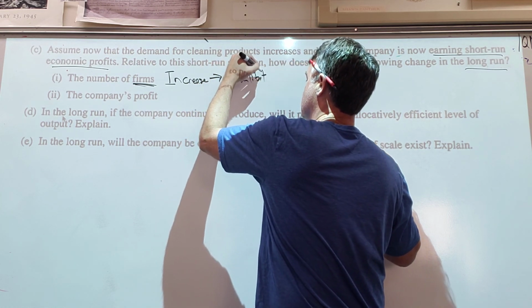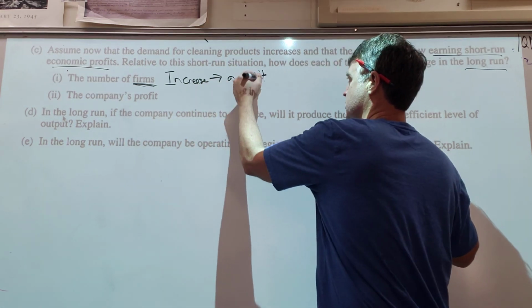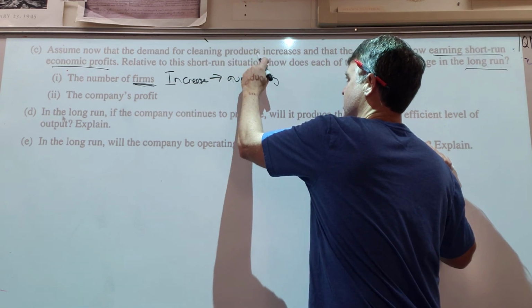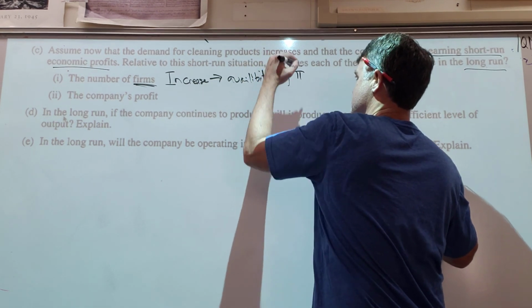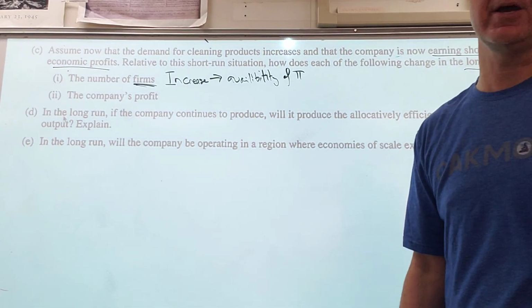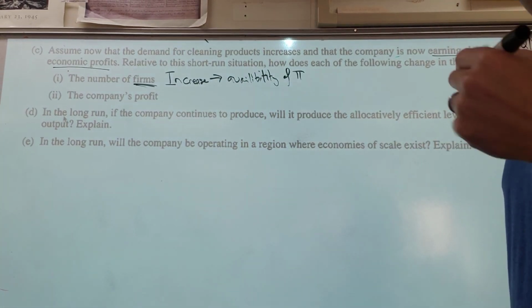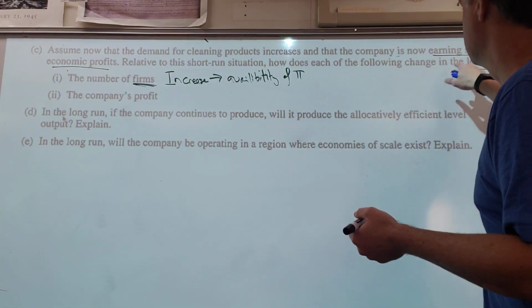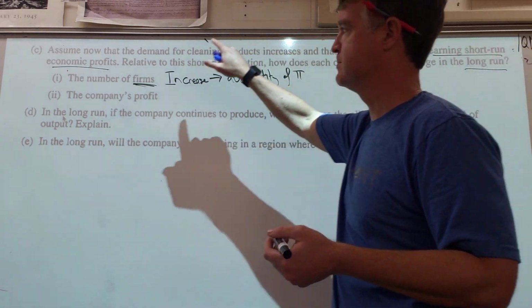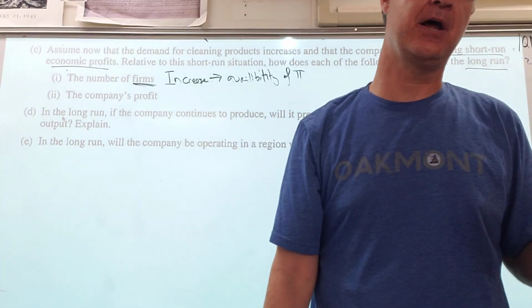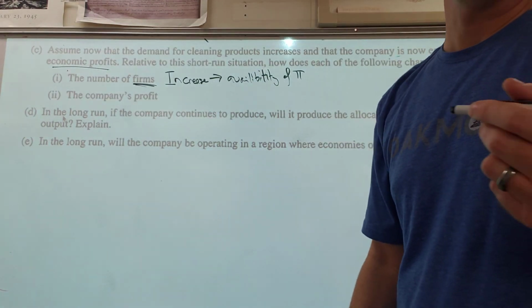Because of the availability of profits. Why do firms come in? Because they can make a profit. So the number of firms will increase because new firms see the existing firms making a profit, monopolistically competitive, low barriers to entry, they'll enter the market.